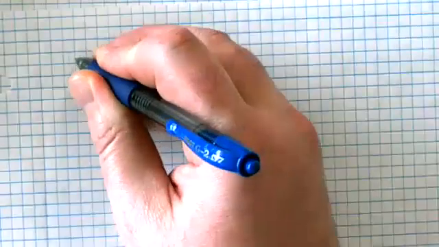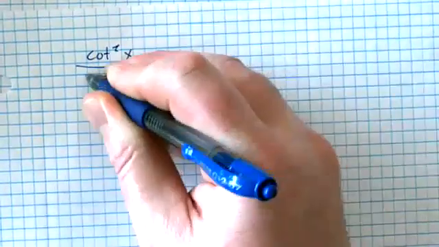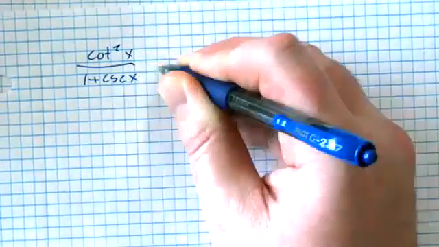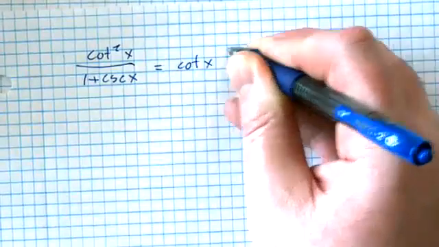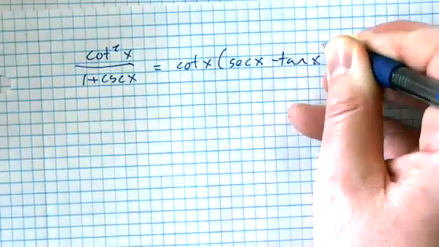All right, last one here. Cotangent squared x over 1 plus cosecant x is equal to the cotangent of x times secant x minus tangent x.